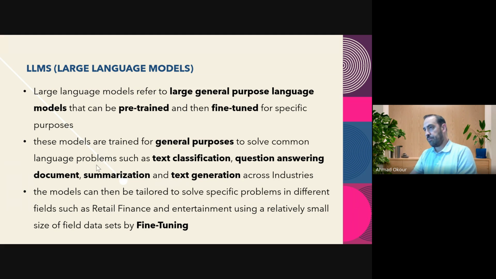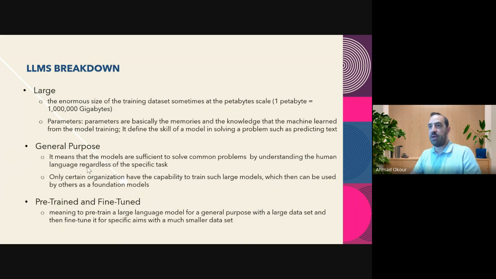So if we go to the next slide, I just want to break down what large, general purpose, and pre-trained, fine-tuned mean. When we say large, it's very hard to explain how large these models are. The training set sometimes goes into the petabyte scale. Just as a reference, 1 petabyte is equal to 1 million gigabytes. And they have many petabytes of data that they're trained on.